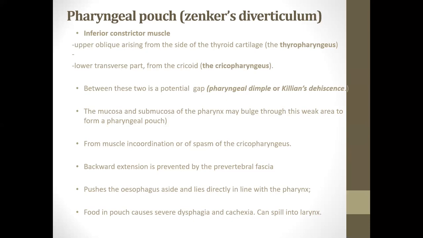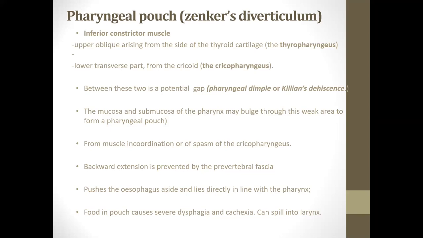The inferior constrictor muscle is made up of two components. We have the thyropharyngeus muscle, which is oblique, and the transverse part, which is called the cricopharyngeus muscle. So the thyropharyngeus muscle and the cricopharyngeus muscle are all components of the inferior constrictor muscle. Between those two muscles, we have what we call Killian's dehiscence. It's a triangular space that's between the two muscles. The mucosa and submucosa of the pharynx may bulge through this area and form what we call a pharyngeal pouch.